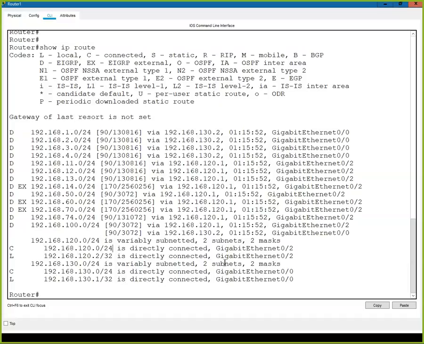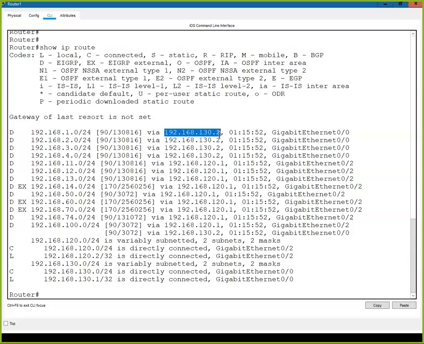130 is variably subnetted. It says in two subnets, two masks, and I guess that it is. I'd have to go back and look and see what I did with it. We have the destination network, we have the administrative distance, we have the cost, the metric that we use via the next hop address, and this again is how long the route's been available. So this has been running for an hour and 15 minutes or so. Gigabit Ethernet 0/0 is the interface that it goes out of to get to this next hop address.